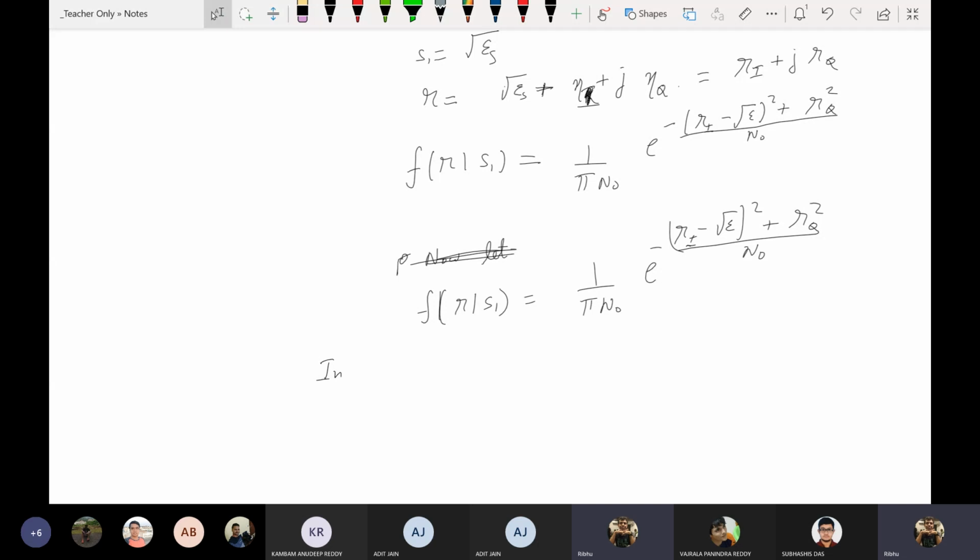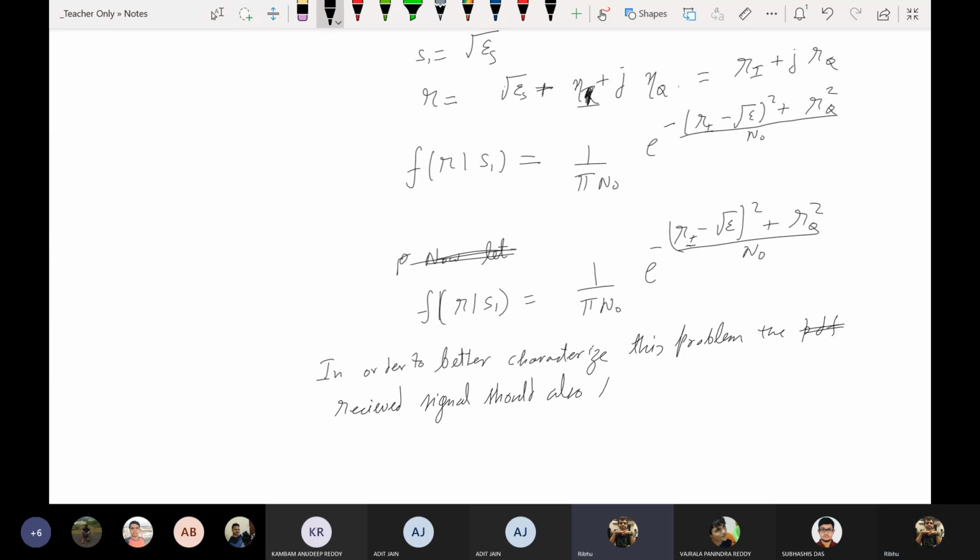So in order to better characterize this problem, we need the PDF of the received signal in polar coordinates. Fine.